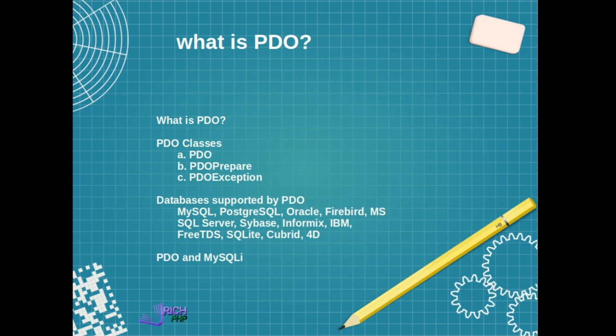PDO is a data access layer that uses a unified API, application programming interface. PDO is divided into two components. One is the core, which provides an interface, and the other is the drivers, which access specific databases. PDO's three main classes are: first, PDO, to establish a connection to the database. Second, PDO statement, to prepare a statement to execute. Third, PDO exception, to handle errors in PDO.